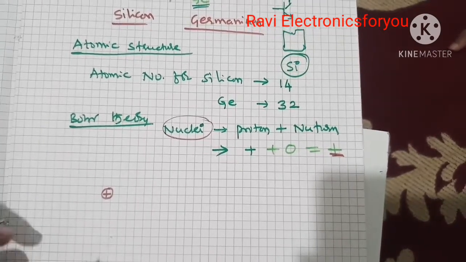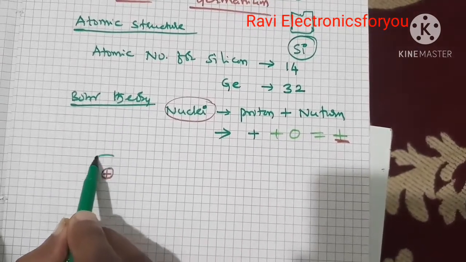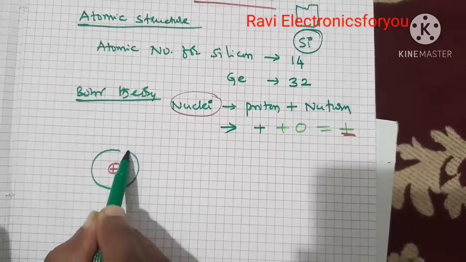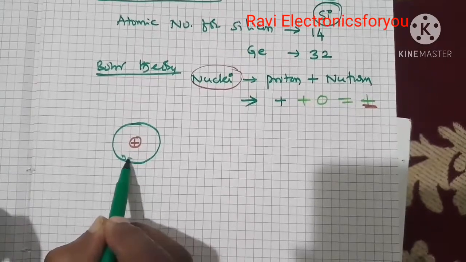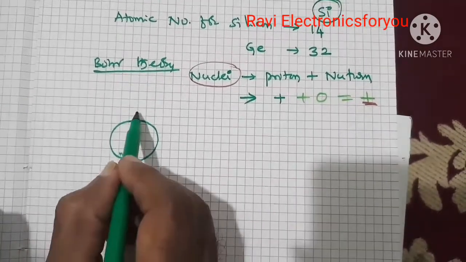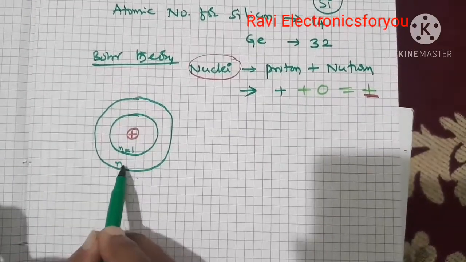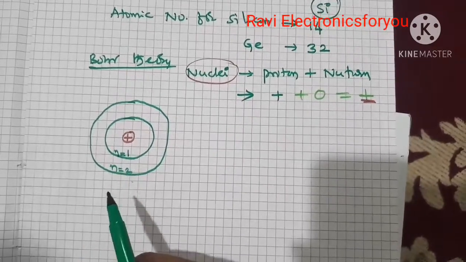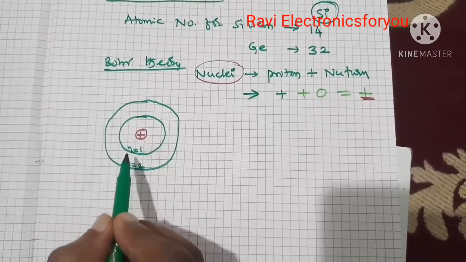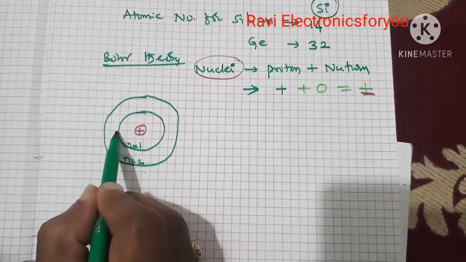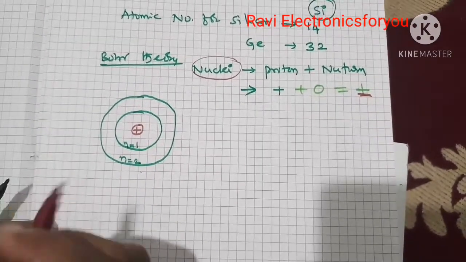Around this nucleus we will have orbitals. We'll start from orbital 1, so this is orbital 1 and we'll have orbital 2. Now we are going to calculate how many electrons per orbital. We need to check how many electrons will be distributed per orbital. For that, the formula is given like this.